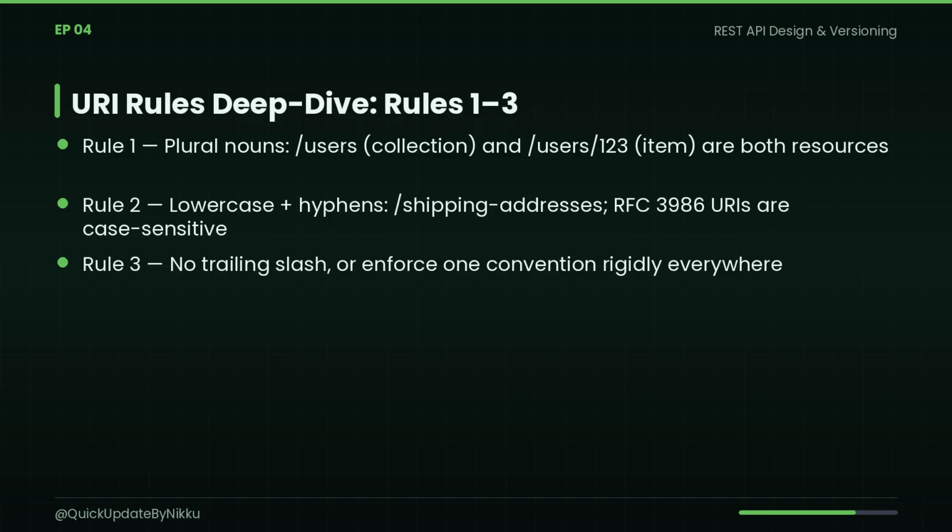Plural nouns reflect the fact that the collection and the individual item are distinct resources, each addressable independently. Hyphens are preferred over camel case or underscores because underscores can disappear under hyperlink formatting in some rendering environments. Trailing slash inconsistency causes silent 301 redirects and client confusion. Pick a convention and enforce it with a filter or gateway rule.